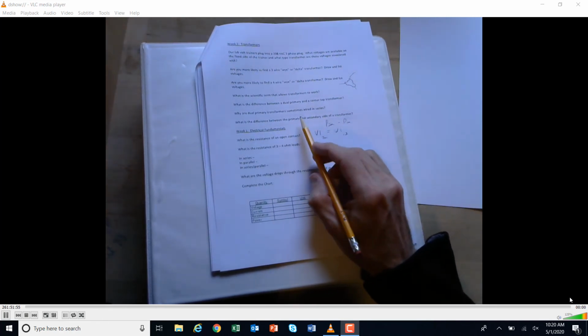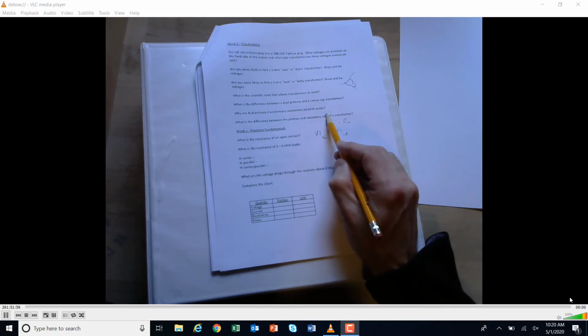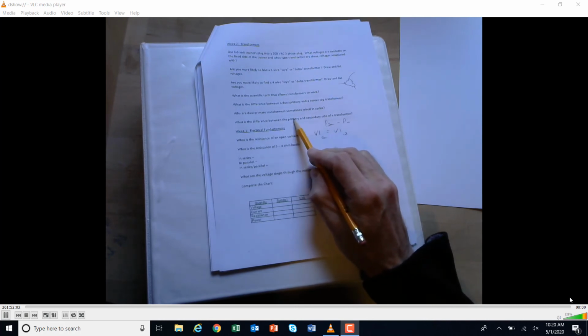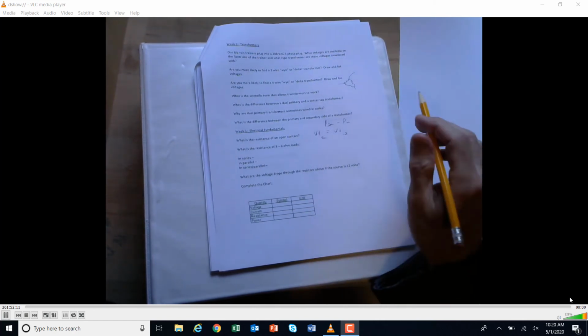If you have lower voltage on the secondary, you're going to have higher amps, and higher voltage here means lower amps, because the two must multiply to be equal. Okay, we've got some stuff in the reading where we went over that.